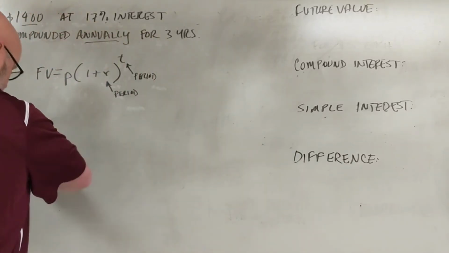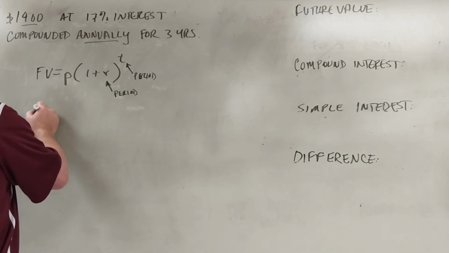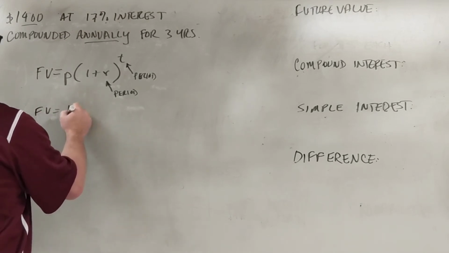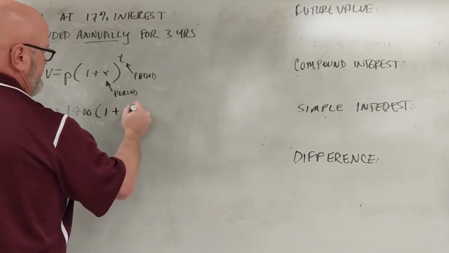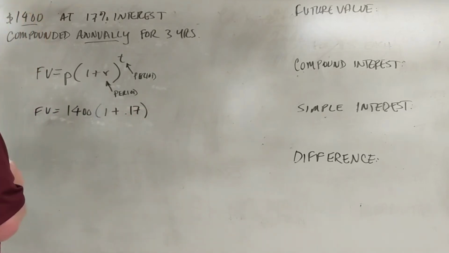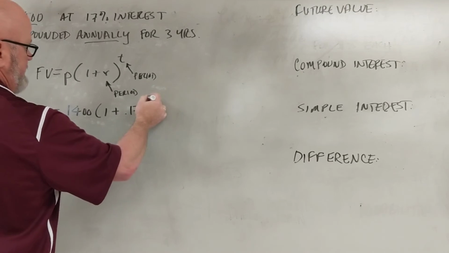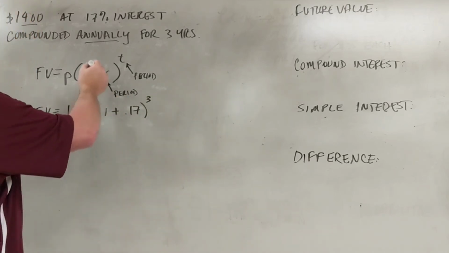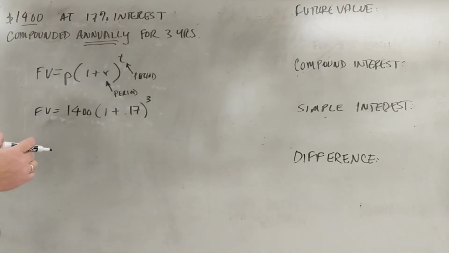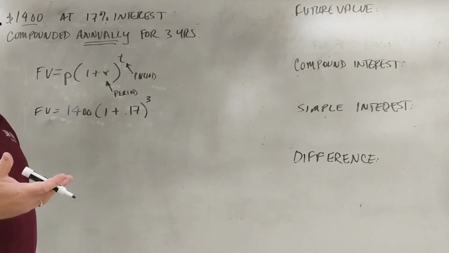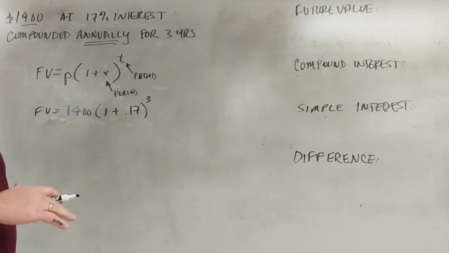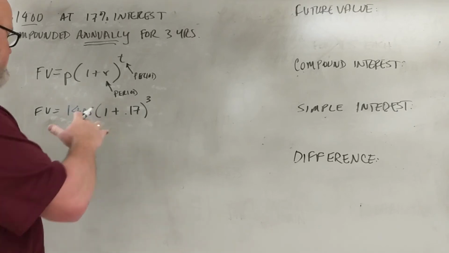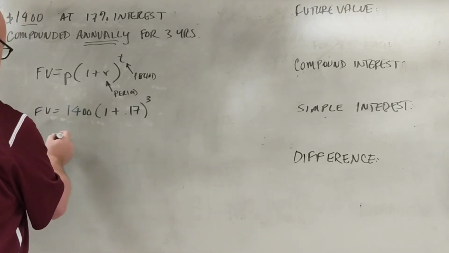Let me compress my work here a little bit. Future value equals the 1,400, 1 plus, it's 17% a year, so it's that. And there's only 3 periods, because each period is a year, because it's compounded annually. If it's compounded semi-annually, twice a year for 3 years, then you have 6 periods, but you have to divide your interest rate in half because it's compounded twice a year. So this is the easier of these type of problems.